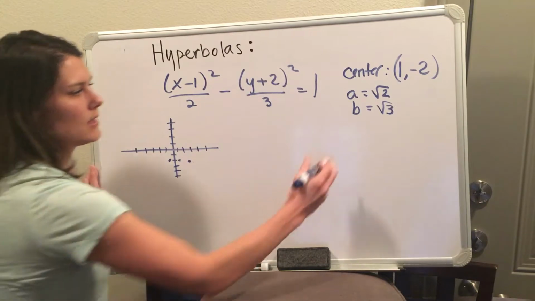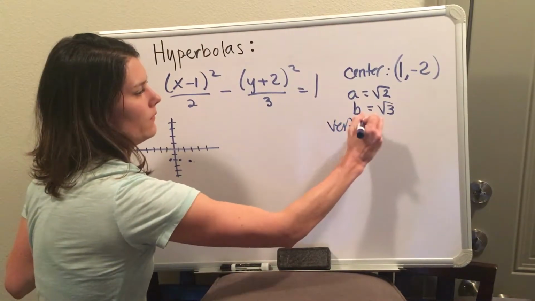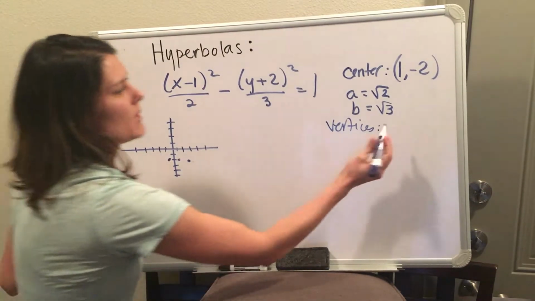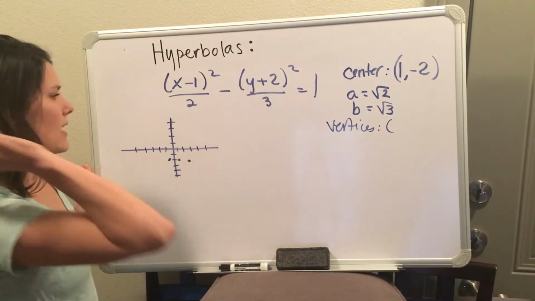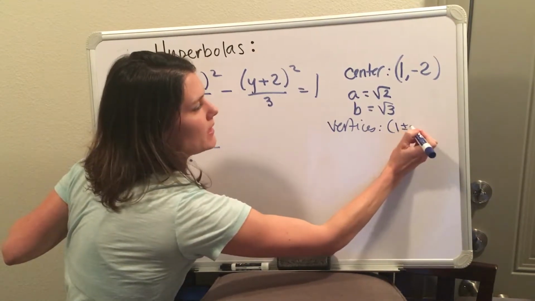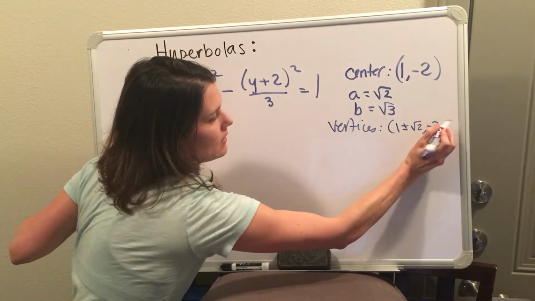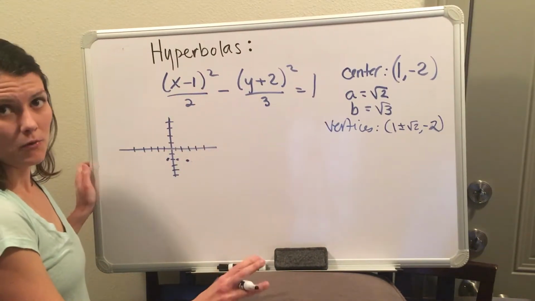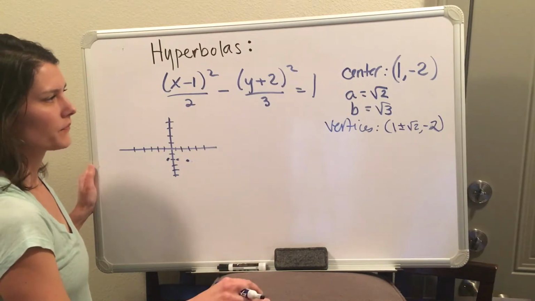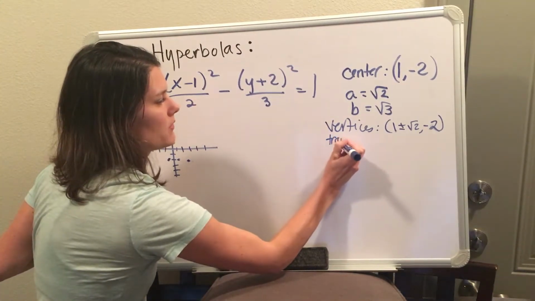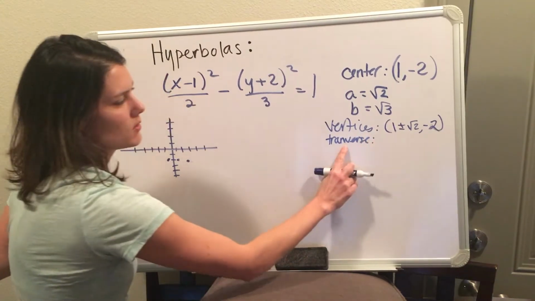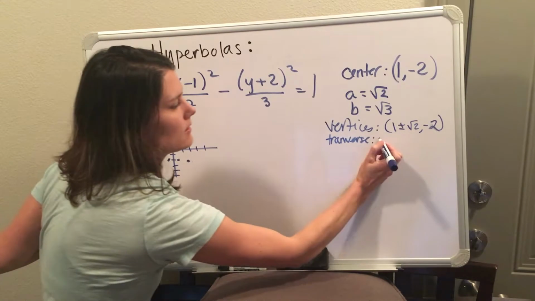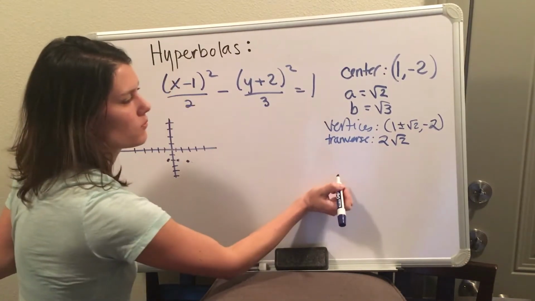Those are what we call our vertices. And the vertices are what lie on what we call the transverse axis. So my vertices, since I changed the x coordinates, are 1 plus or minus root 2 and then negative 2. And I'm just going to leave it in the form of a radical because it's more exact. Also, I can go ahead and label my transverse axis or give the length. The transverse axis is the length from vertex to vertex. So you just double the a. So my transverse axis is 2 root 2.